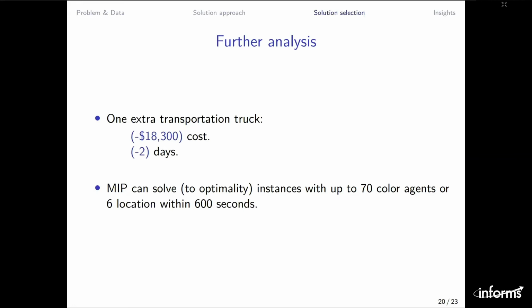Finally, we studied the method scalability, for which the mixed integer program in production planning is the critical point. For instances of up to 70 color agents or 6 locations, the model can be solved within 10 minutes. For bigger instances, we recommend a heuristic approach to obtain good solutions in a reasonable execution time.